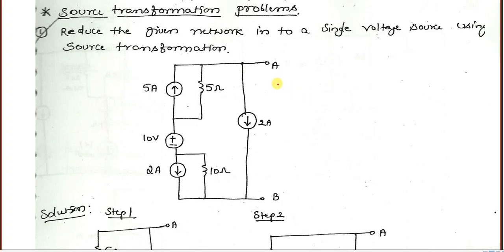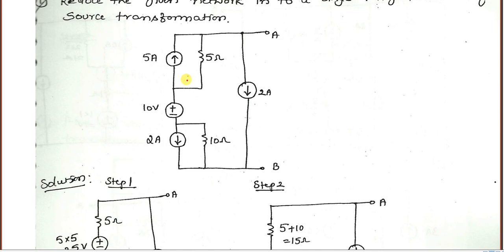Source transformation technique. Reduce the given network into a single voltage source using the source transformation technique. So here you can see, just convert this. This is a practical current source. It is an ideal voltage source. It is a practical current source. It is an ideal current source.